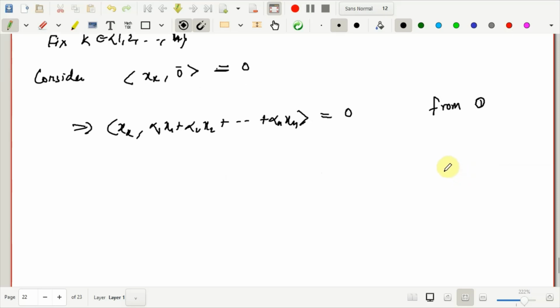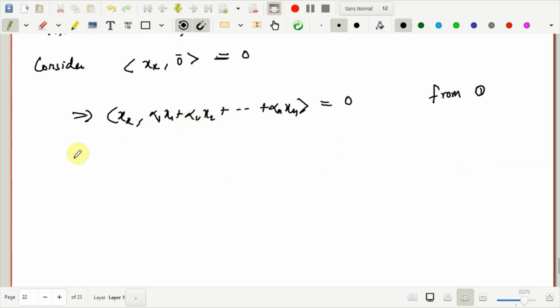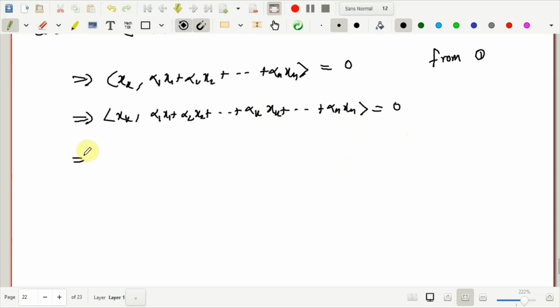All right. So in fact this is going to be xk comma alpha 1 x1 plus alpha 2 x2, and at the kth position you will have alpha k xk, and this will go on till alpha n xn. Now that k might be 1, that might be n also. Okay. So now let me use the properties of an inner product to split this.